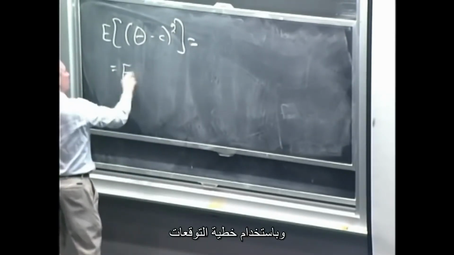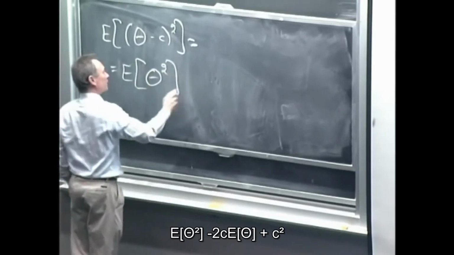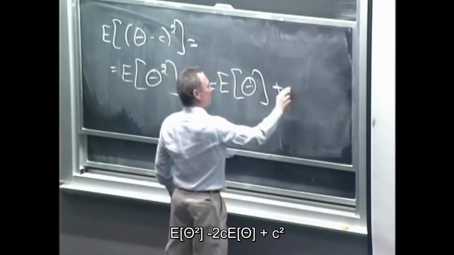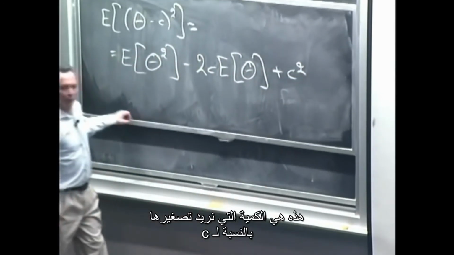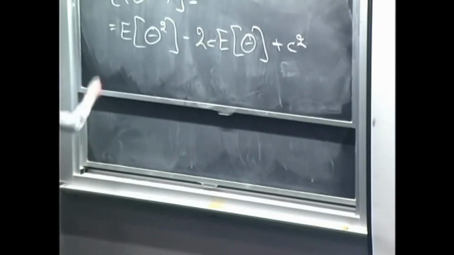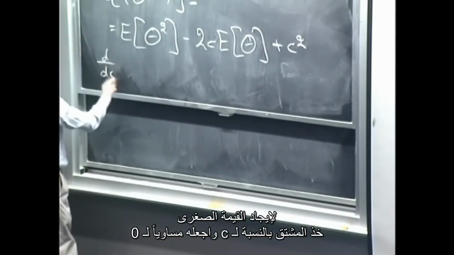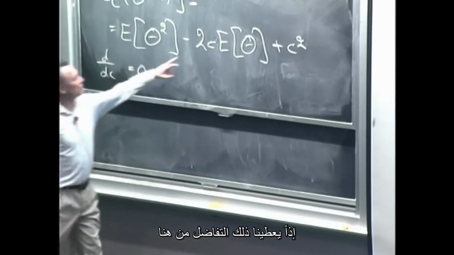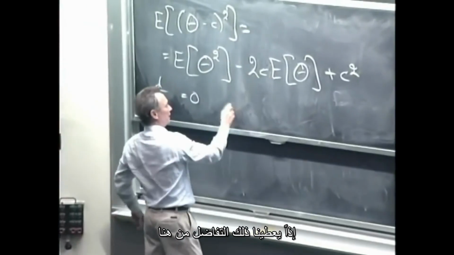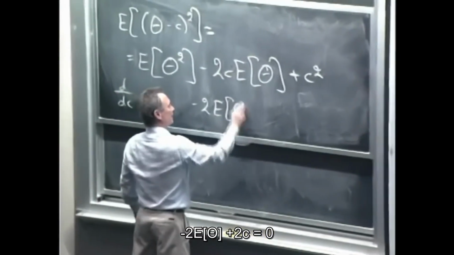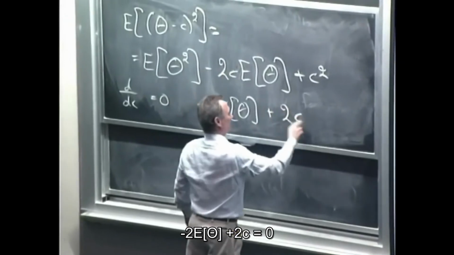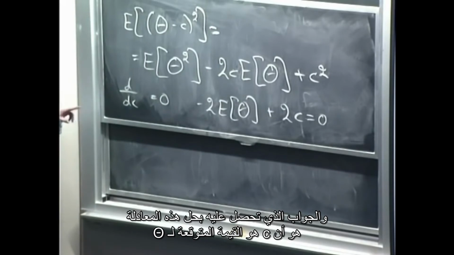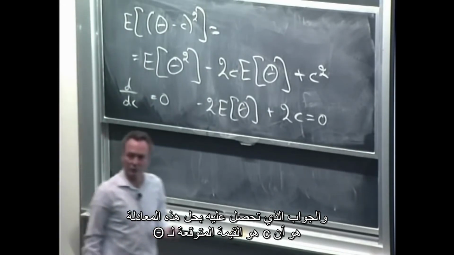And it is using linearity of expectations: expected theta squared minus 2c expected theta plus c squared. That's the quantity that we want to minimize with respect to c. To do the minimization, take the derivative with respect to c and set it to 0. That differentiation gives us minus 2 expected value of theta plus 2c is equal to 0. And the answer that you get by solving this equation is that c is the expected value of theta.